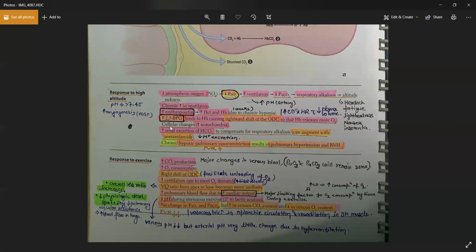Now, complications. The patient can have a chronic hypoxic pulmonary vasoconstriction. This will increase the resistance of the circulation, which puts a load on the right side of the heart. You will have hypertrophy of the right ventricle, and the patient can also have right-sided heart failure because of that. So because of this hypoxic vasoconstriction, the patient will have pulmonary hypertension, which can lead to right ventricle hypertrophy and then right-sided heart failure. This is one of the complications.